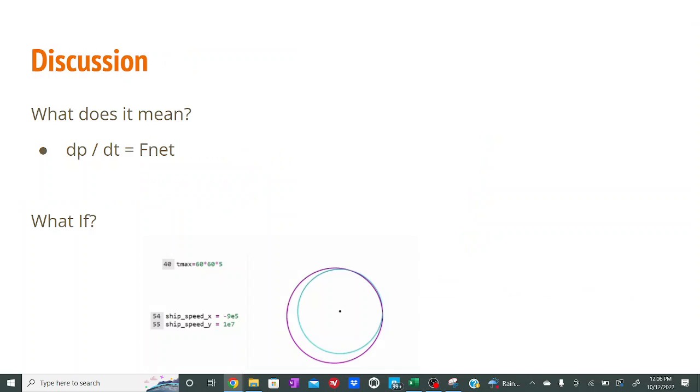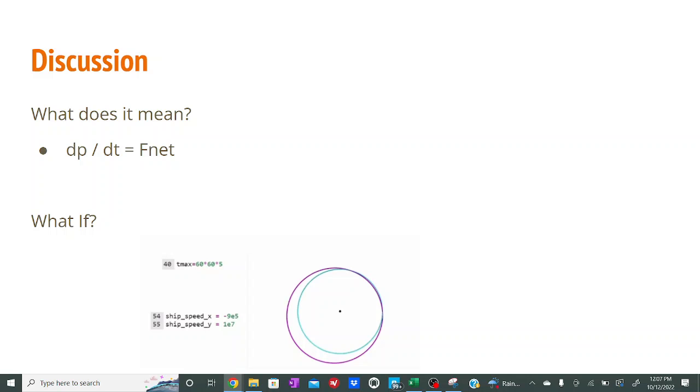So for discussion, what does this mean? In this lab, we found that dp dt is equal to F net, and that answers the what-does-it-mean question for this lab, because it shows that F net is equal to dp dt, so you're able to interchange them using their parallel and perpendicular components.